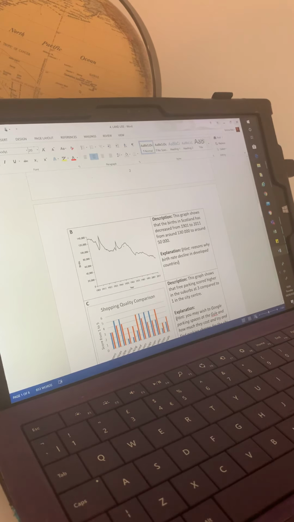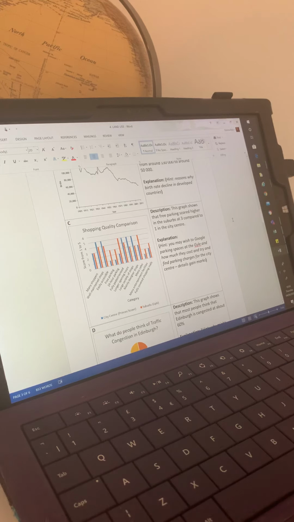Shopping quality, so the graph shows that the parking scored better in the suburbs compared to the city centre. So you might want to Google, well, how many spaces are there at the Gyle? How much does it cost to park there compared to how it might cost in the city centre? So then why it might be better scored in the suburbs.